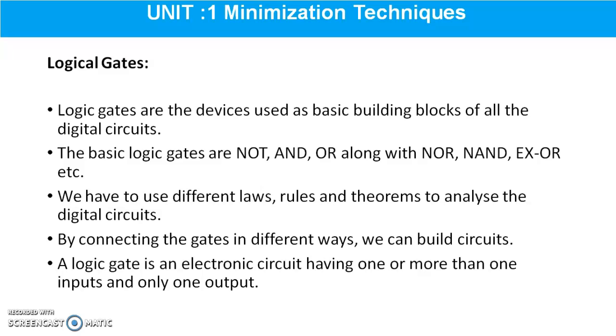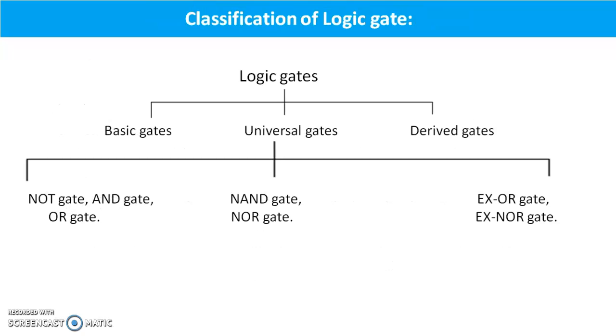We are going to study the minimization techniques. In minimization techniques, logic gates are very important, number system is also important, and Boolean algebra we are going to study. There are different types of logic gates: basic gates, universal gates and derived gates. Under the basic gates, we are going to study the NOT gate, AND gate and OR gate. Universal gates are NAND gate and NOR gate, and derived gates are XOR gate and XNOR gate.